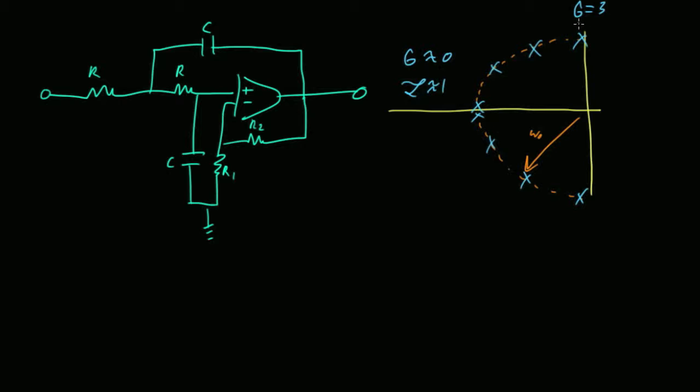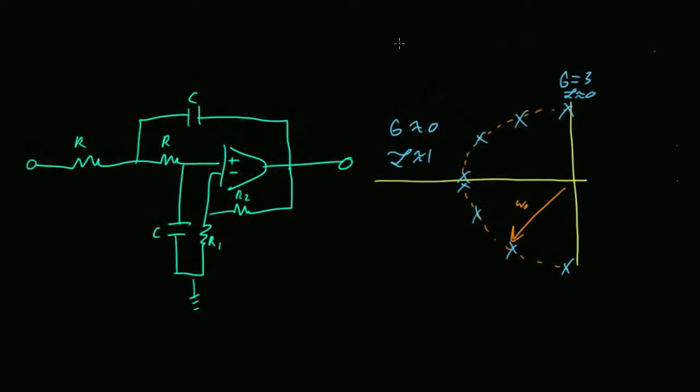If you think about the transfer function, now it's getting really, really peaky here. If your gain exceeds 3, which you're certainly welcome to do, now your poles cross over into the right half plane. And then you have an unstable system.